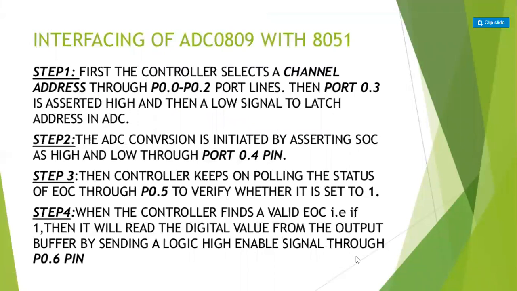So how are we interfacing the ADC 0809 with the 8051? There are 4 steps for interfacing. First, the controller selects a channel address through port lines P0.0 to P0.2. Then P0.3 is asserted high and then low to latch the address in the ADC. In the second step, the ADC conversion is initiated by asserting SOC high and then low through the P0.4 pin.